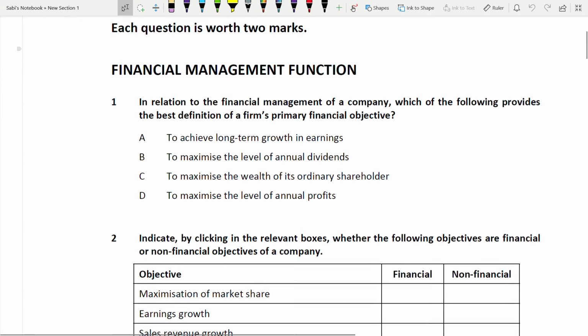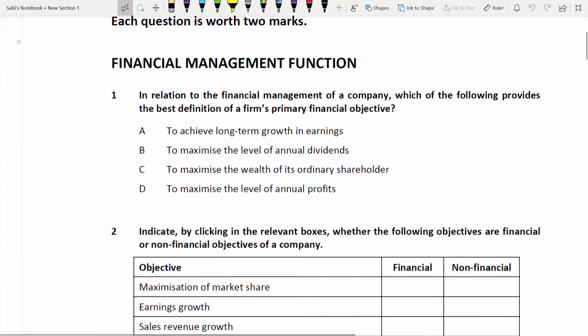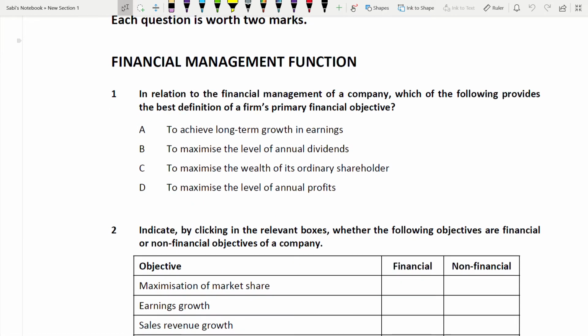There are 19 questions here. This is from your Kaplan revision kit. This is how you'll be presented, and this will be in the CBE, computer based platform. You just have to know how to drop down, drag and drop, select, and type also. Sometimes you have to type in a small box.